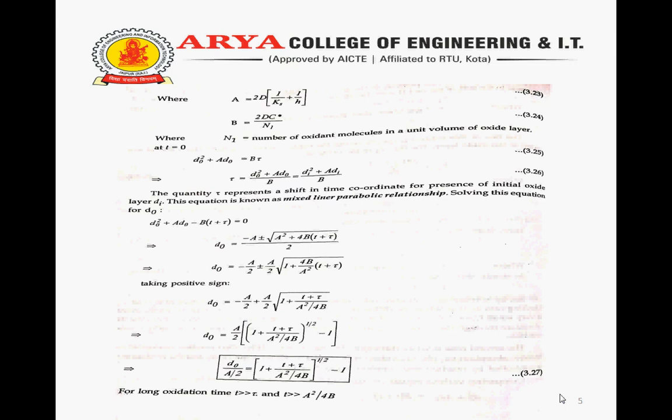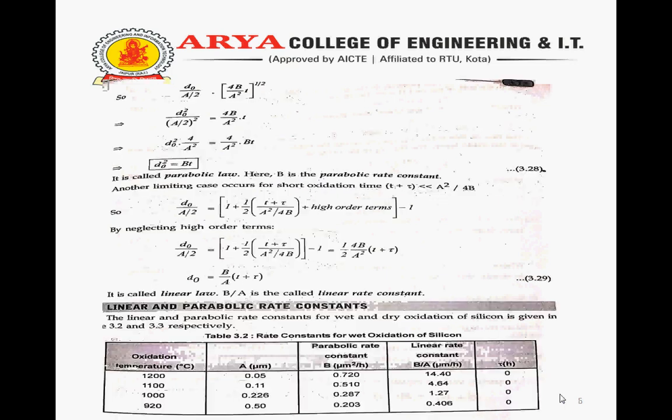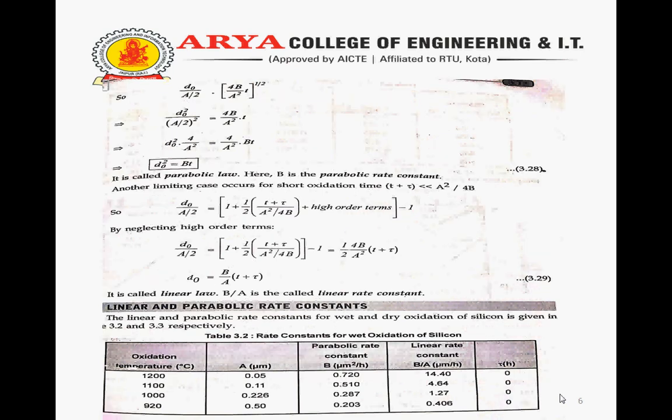For long oxidation time, T is greater than tau and T is greater than A square upon 4B. So D naught upon A by 2 equal to (4B upon A square T) power 1 by 2. D naught square upon (A by 2) whole square equal to 4B upon A square into T. D naught square into 4 upon A square equal to 4 upon A square BT. D naught square equal to BT. It is called the parabolic law. Here B is the parabolic rate constant.